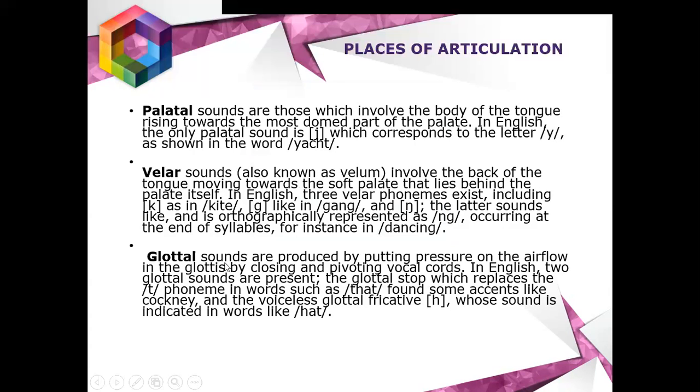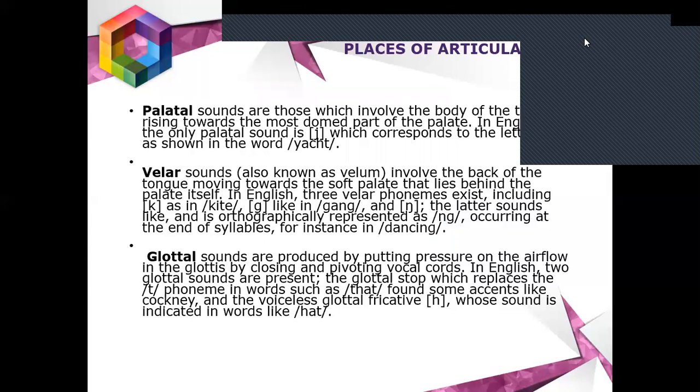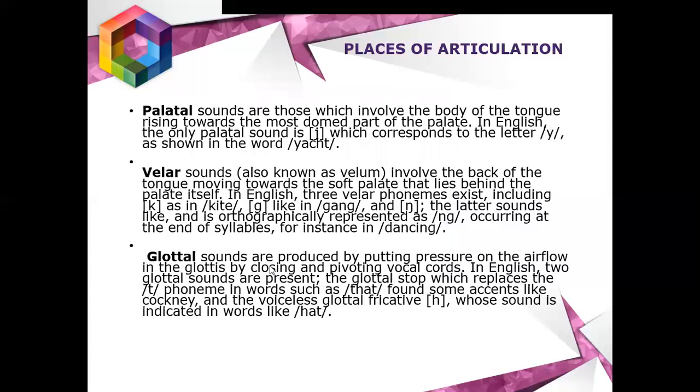Then we have glottal. We have glottal sounds, produced by putting pressure on the airflow in the glottis by closing and pivoting the vocal cords. In English, two glottal sounds are present. For instance, we have t and we have ha. No, t is not that. Maybe this is a mistake right here. The glottal sound is ha. Ha, ha. This is the one that is called glottal.